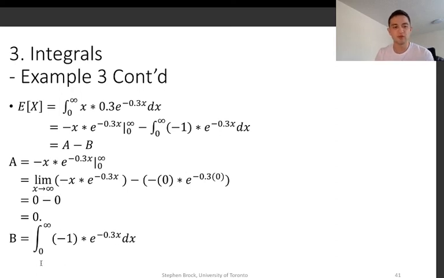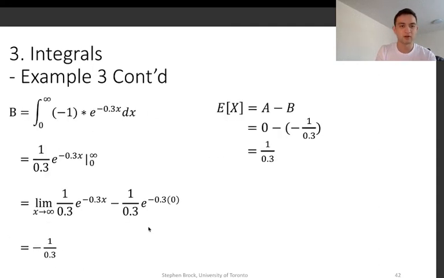For b, we're interested in the integral from 0 to infinity of -1 times e to the negative 0.3x dx. When we integrate e to the negative 0.3x, we get 1 over negative 0.3. But we already have a -1 here, so they cancel out. And so we get 1 over 0.3 e to the negative 0.3x from 0 to infinity, which is the limit as x approaches infinity of 1 over 0.3 times e to the negative 0.3x, minus 1 over 0.3 times e to the negative 0.3 times 0.